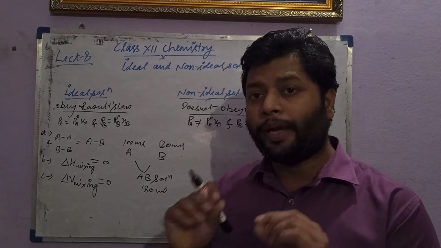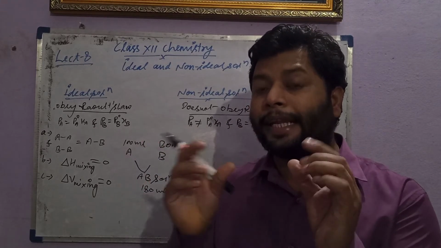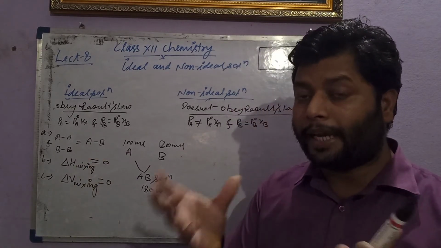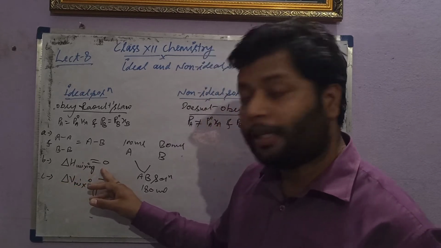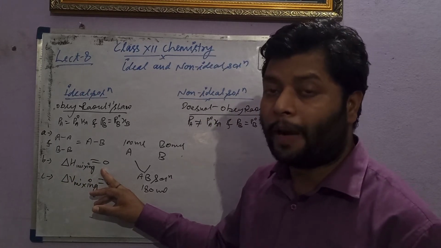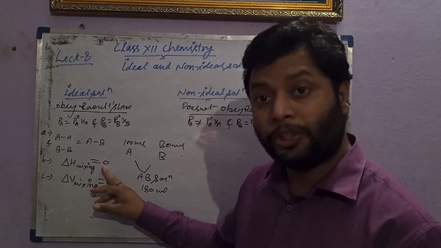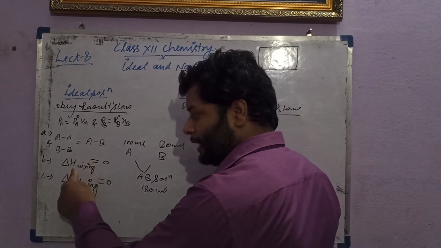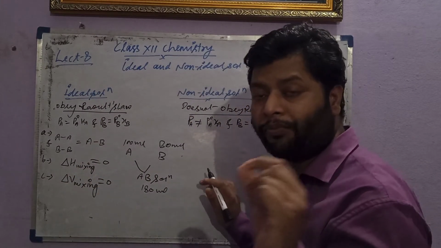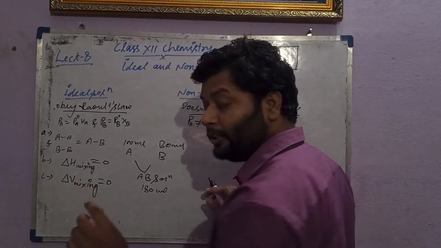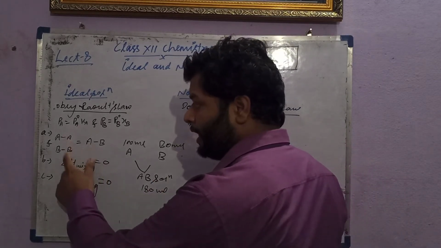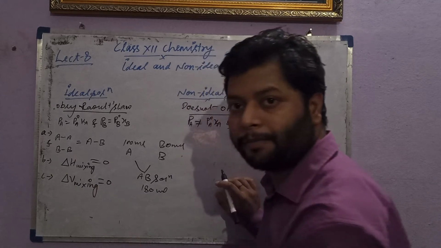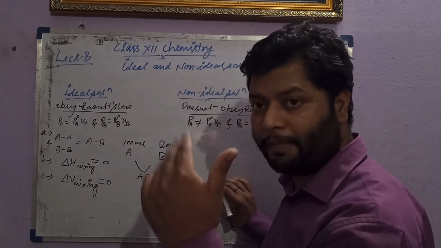Actually, volume changes whenever a force of attraction or force of repulsion arises after mixing. Whenever the force of attraction or force of repulsion arises, that will also change the enthalpy after mixing. So delta H also will not be 0. That is the condition of non-ideal. In an ideal solution, there is no net difference of enthalpy change, no net change of the volume of the solution, and no net change of the force of attraction of the components. All these things are constant before and after mixing.